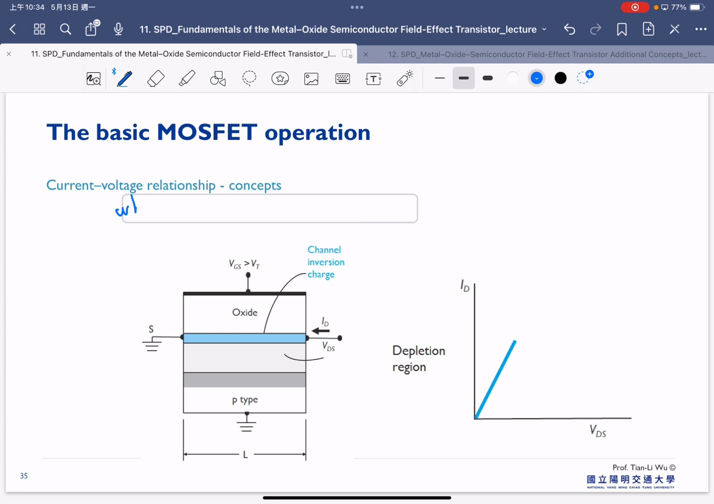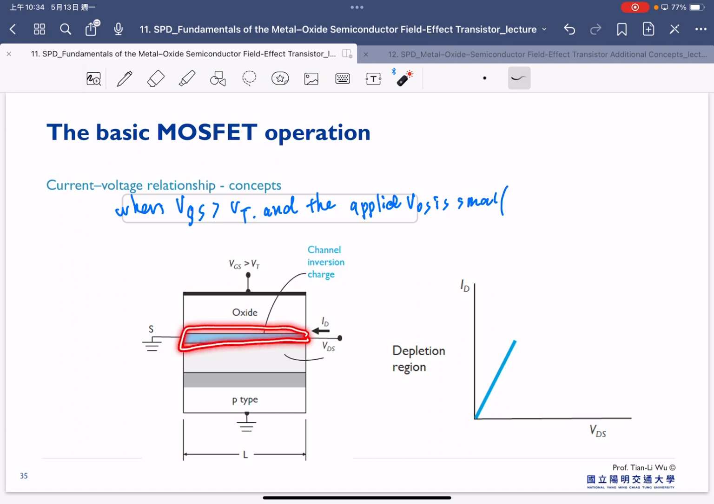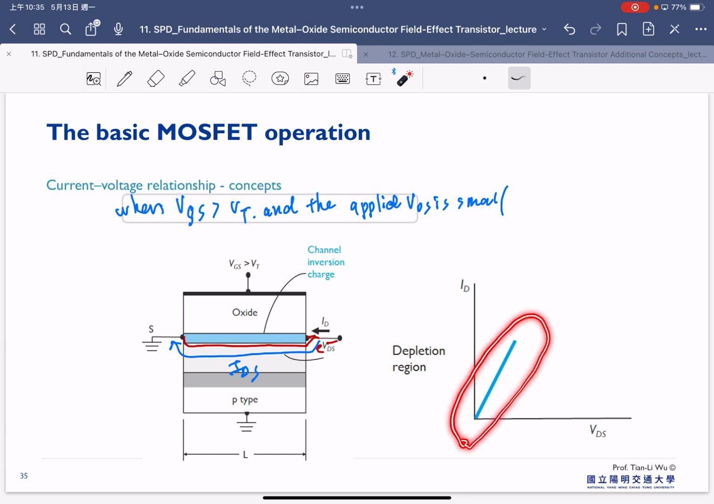This is when our VGS is larger than the threshold voltage, and also the applied VDS is small. Because the applied VDS is small, the channel basically only depends on our gate bias here, but we still have a small drain bias, so we can start to have the electron flow from left to the right, and that means our current flows from right to the left. And right now there is only a linear dependency between the drain current and the VDS here.